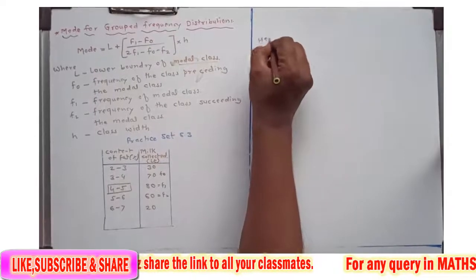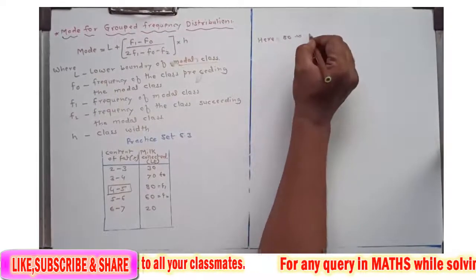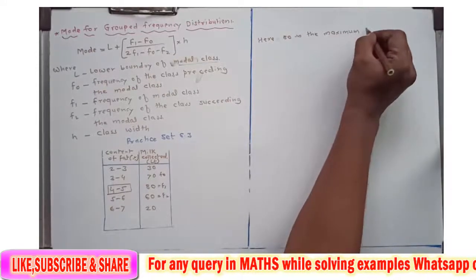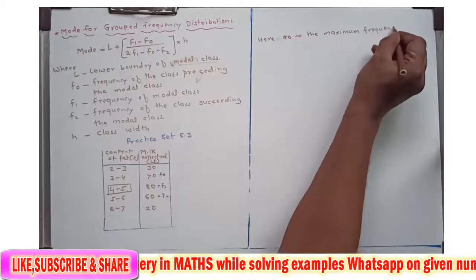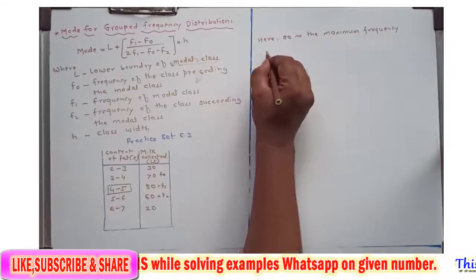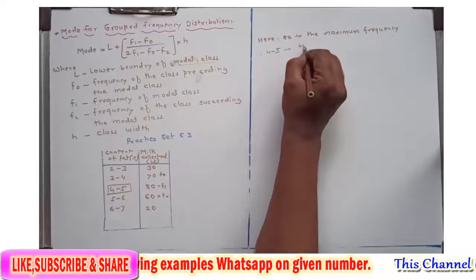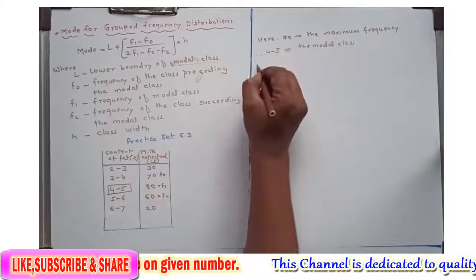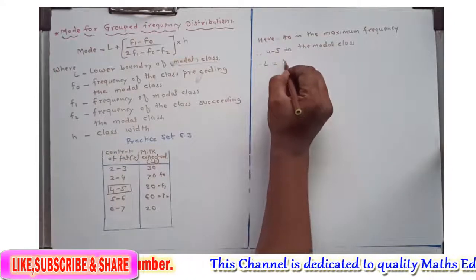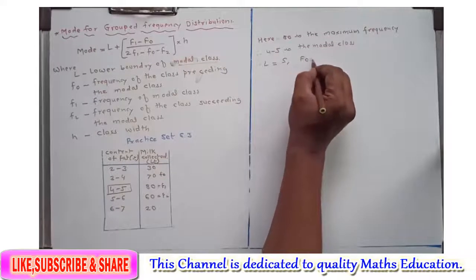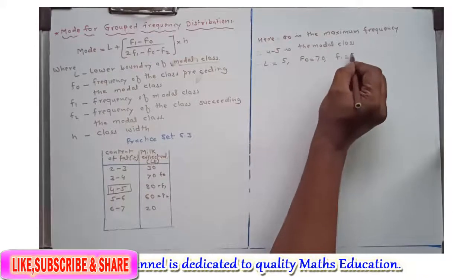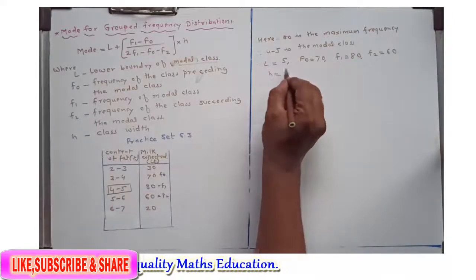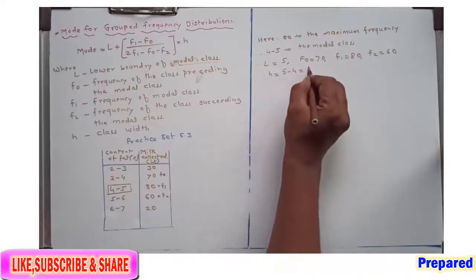Here 80 is the maximum frequency. Therefore 4 to 5 is the modal class. Okay, therefore L is equal to, that is lower boundary of the modal class, that is 5. Then we took F0 as 70, F1 as 80, F2 as 60, and h, that is the class width, is nothing but 5 minus 4 is equal to 1.